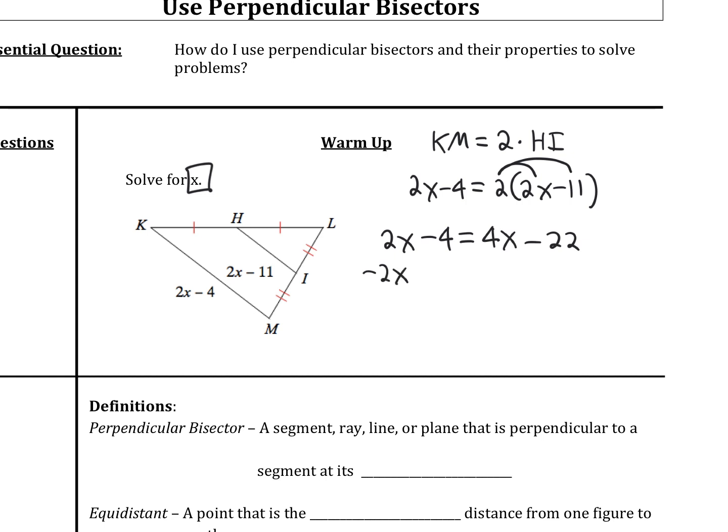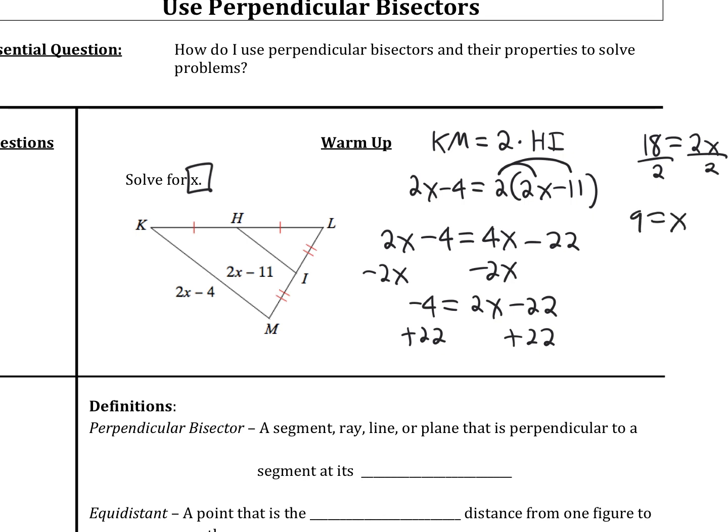Probably subtract 2x from both sides would be a good idea. So we have negative 4 equals 2x minus 22. Now what? Add 22. And what is negative 4 plus 22? That is 18 equals 2x. Divide by 2. We get 9 equals x. And there's our answer.